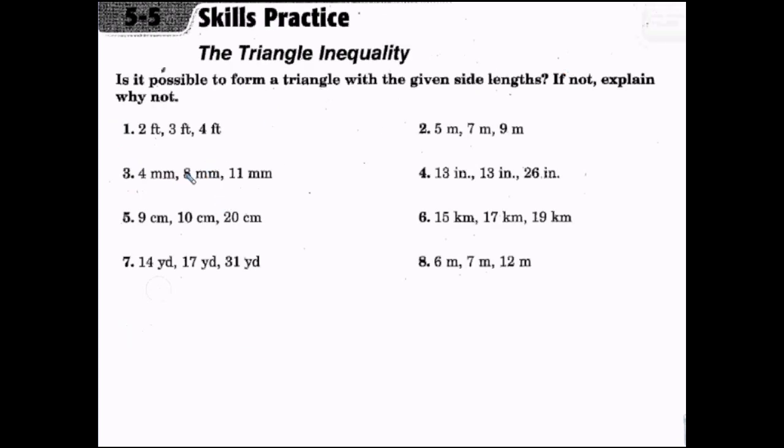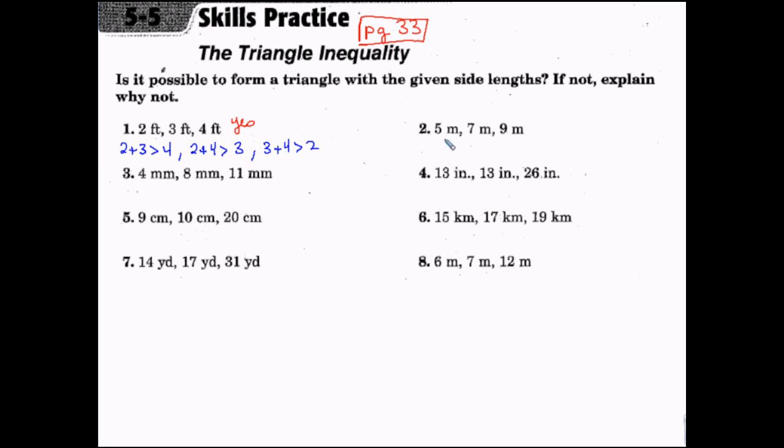So we'll try these out. I have 2 plus 3 greater than 4. 2 plus 4, yeah, greater than 3. Sorry, and 3 plus 4 is greater than 2. So it's on page 33, yes. So as long as each one of these is true, that it's greater, then yeah, it can be a triangle.